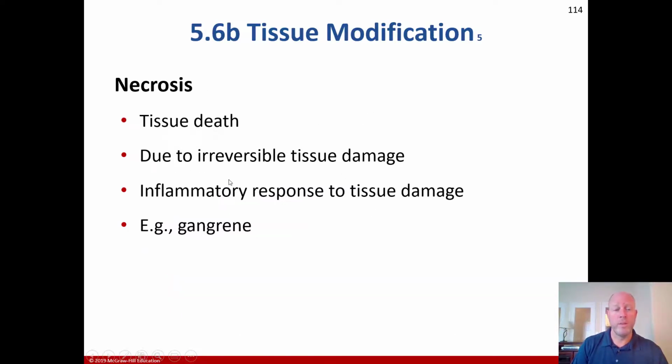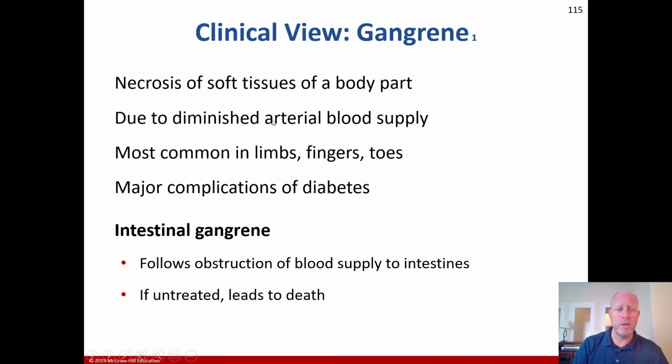Necrosis is tissue death. It's due to irreversible tissue damage. There's an inflammatory response to tissue damage, like gangrene. And we'll talk about gangrene. Gangrene is a necrosis of soft tissues of a body part due to diminished arterial blood supply. Blood's not getting there adequately. Most common in your limbs, fingers, and toes. There are major complications of diabetes, potentially.